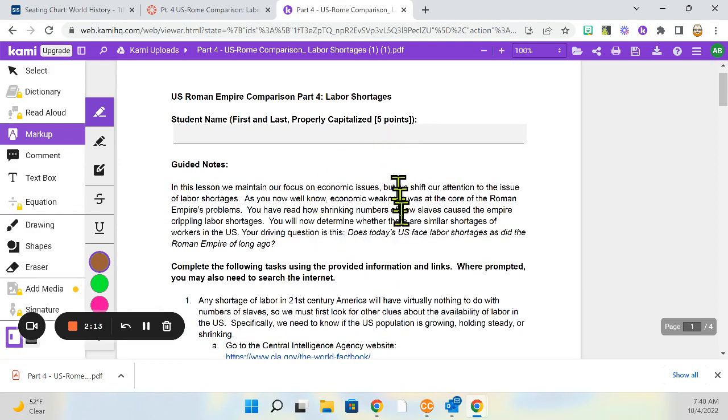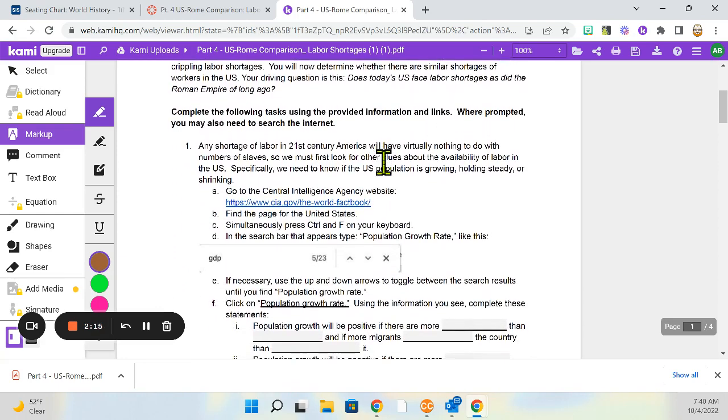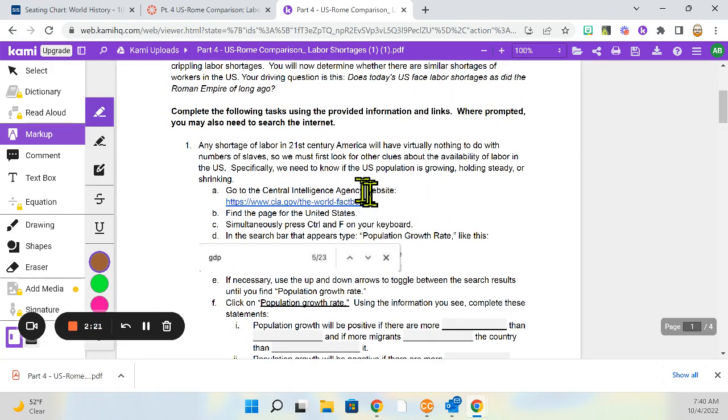Now, this here is a bit of just the recap from Canvas. I'm going to provide you with some information. You're also going to be going back to CIA World Factbook and using Control F to search things much like you had been in the past. You're just going to be searching for different stuff. Now, I do want to be clear in this assignment. If we're talking about a labor shortage in the United States in the 21st century, that has virtually nothing to do with slaves or slavery. There is still slavery, but it is not the legally sanctioned slavery of the past. This is more criminal forms of slavery.